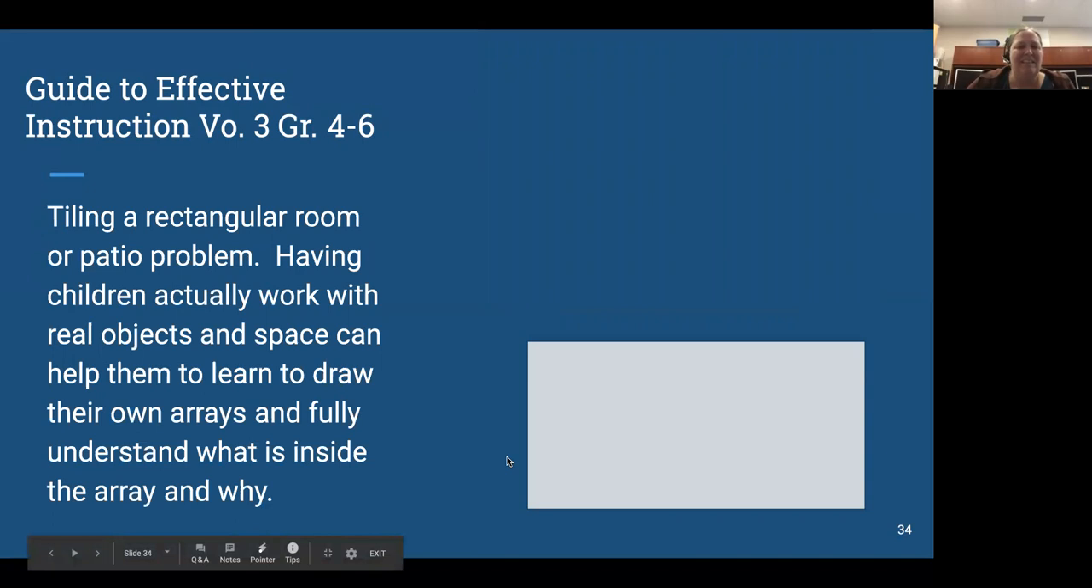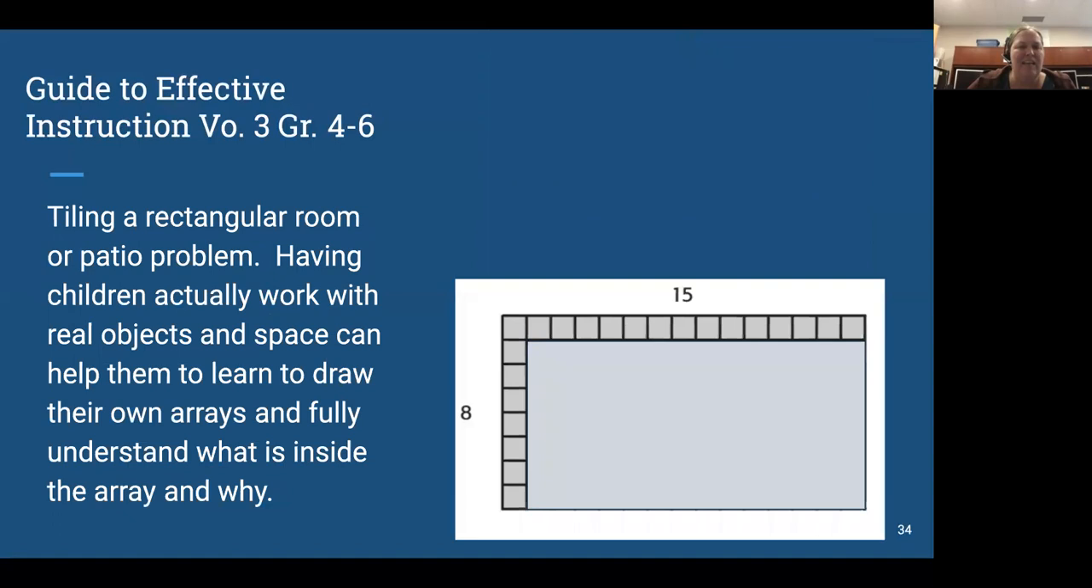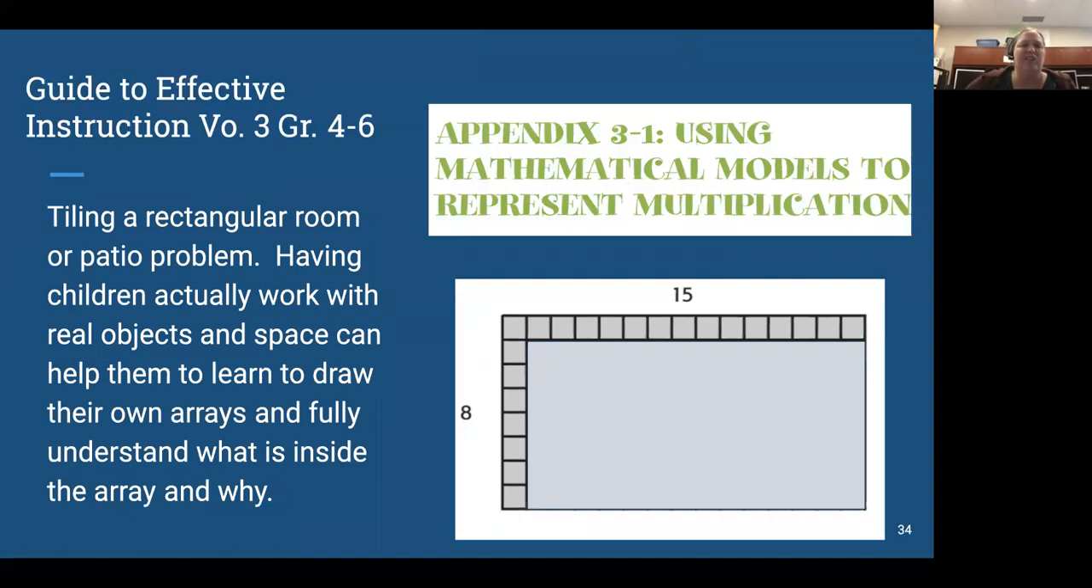Another one is from the Guide to Effective Instruction. Tiling a rectangular room or a patio. You might have children actually work with real objects, like real tiles and some real space, like Jason does, so that they can learn to draw their own arrays and fully understand what's inside. So this one comes out of the Guide to Effective Instruction, where they're tiling a patio. That's something that I know lots of teachers have tried.